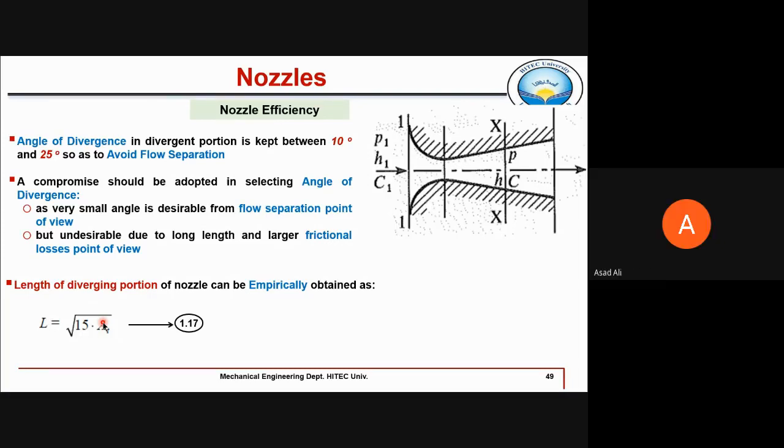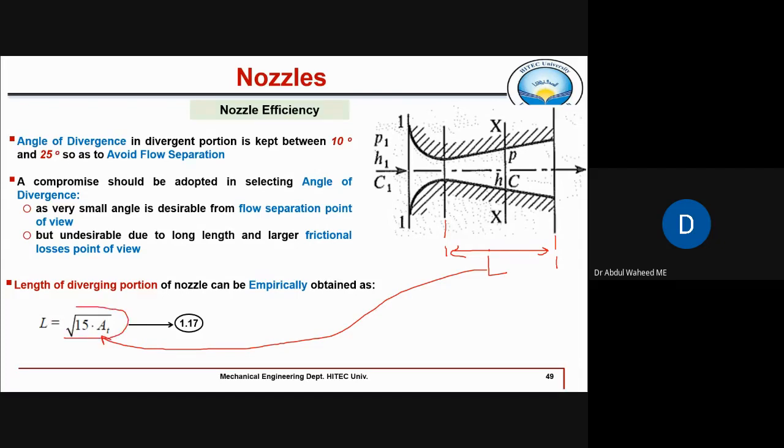Sir, please repeat flow separation once. Sir, in this, 80 is the throat area. Throat area, this A_t, which we are representing as A_t. That is the throat area. So the length of this divergent portion, this length can be calculated using this formula.